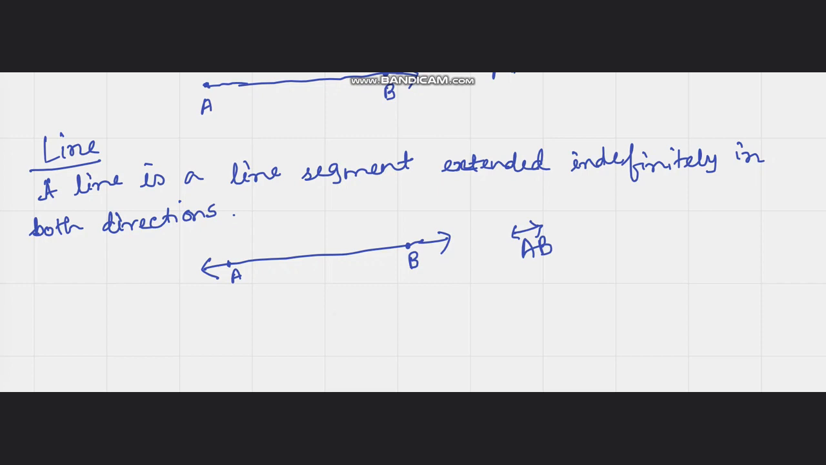Also sometimes, if we name it with a small l, we can call it line l or line m. So we can use small letter alphabets.